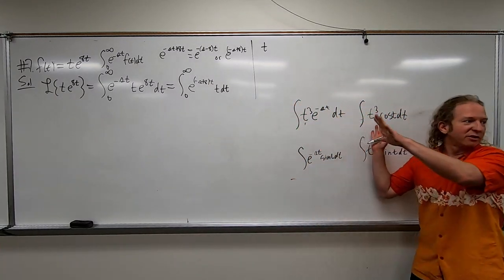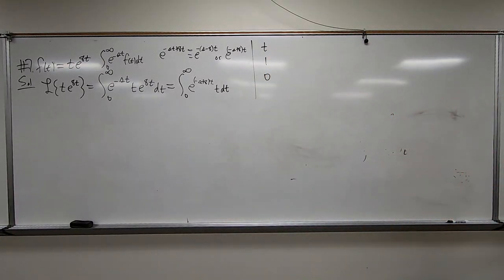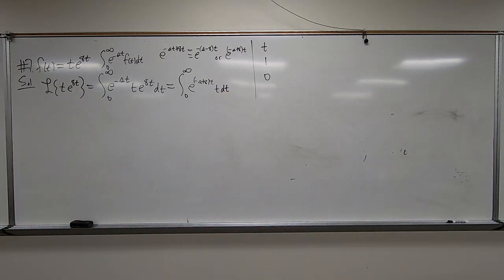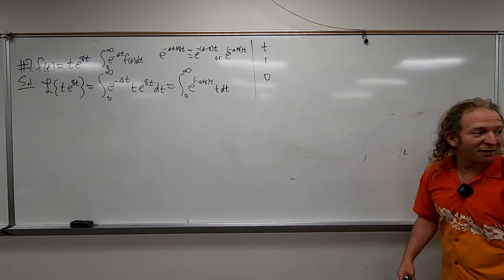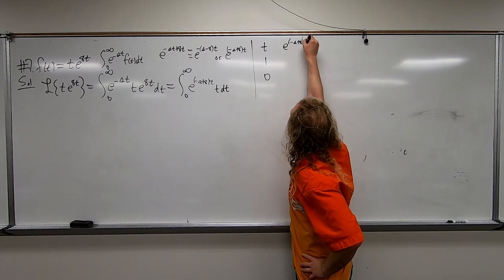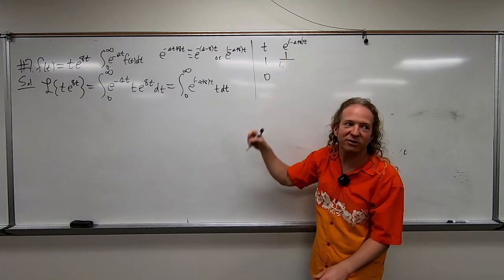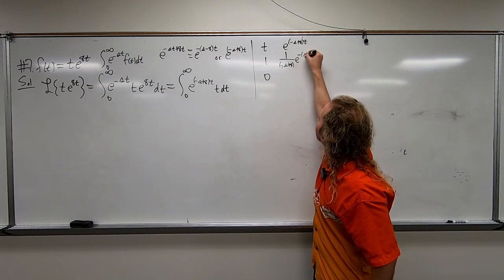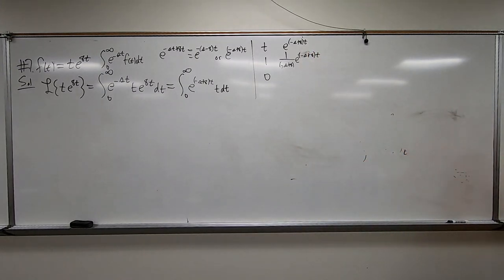So I'm going to erase this. Can I erase it? Yeah, it's gone. All right. 1, 0. So just differentiating, right? So we get 1, 0. And then the other one, we have to do what with it? Divide by this. We're going to integrate it. Yep, absolutely. So this is going to be e to the negative s plus 8 t, then you divide by negative s plus 8. So we get e to the negative s plus 8 t over negative s plus 8.